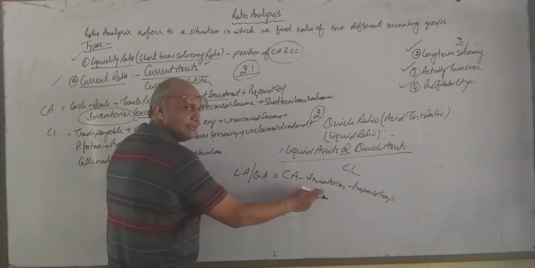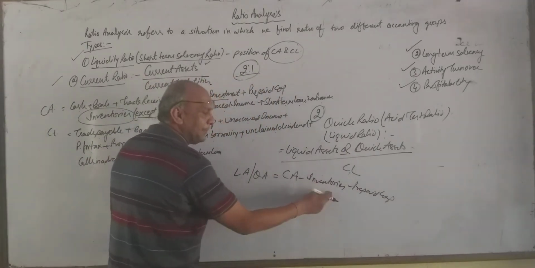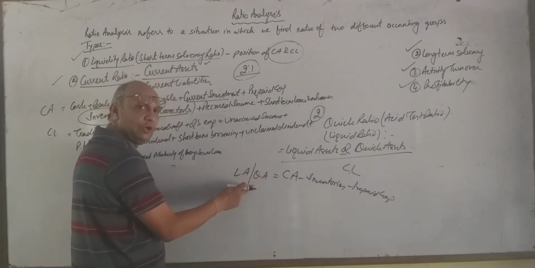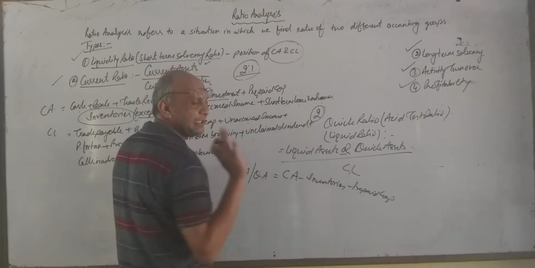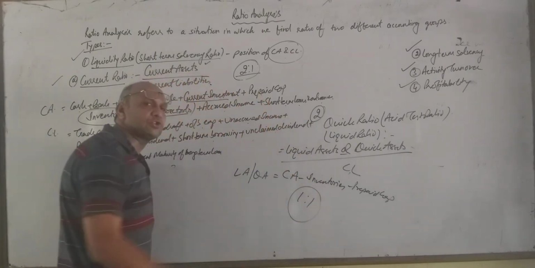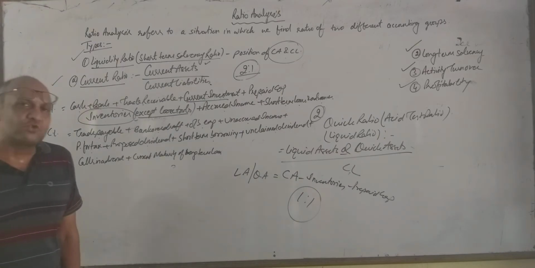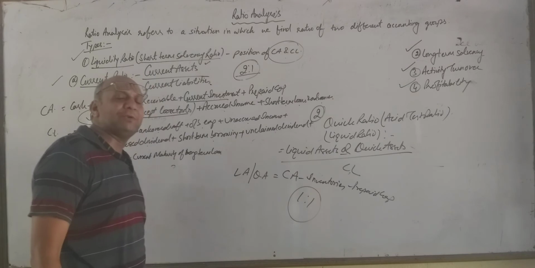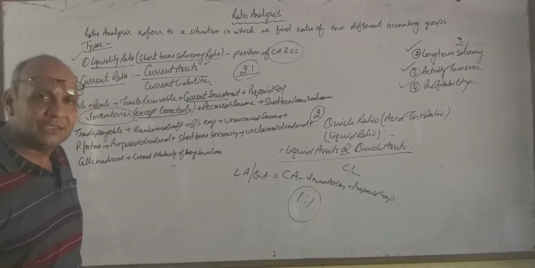If these two items, inventory and prepaid expense, we deduct from current assets, it becomes liquid assets or quick assets, and the current liabilities are as usual. Quick ratio's ideal ratio is 1:1. What is the meaning of 1:1? We must have a ratio of 1:1, that is 1 rupee liquid assets and 1 rupee current liabilities.